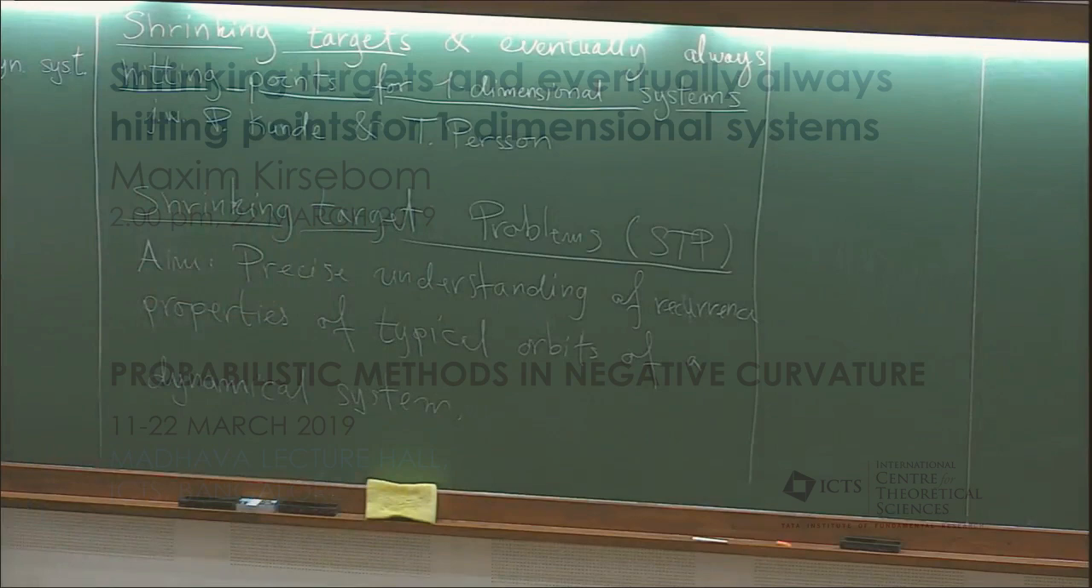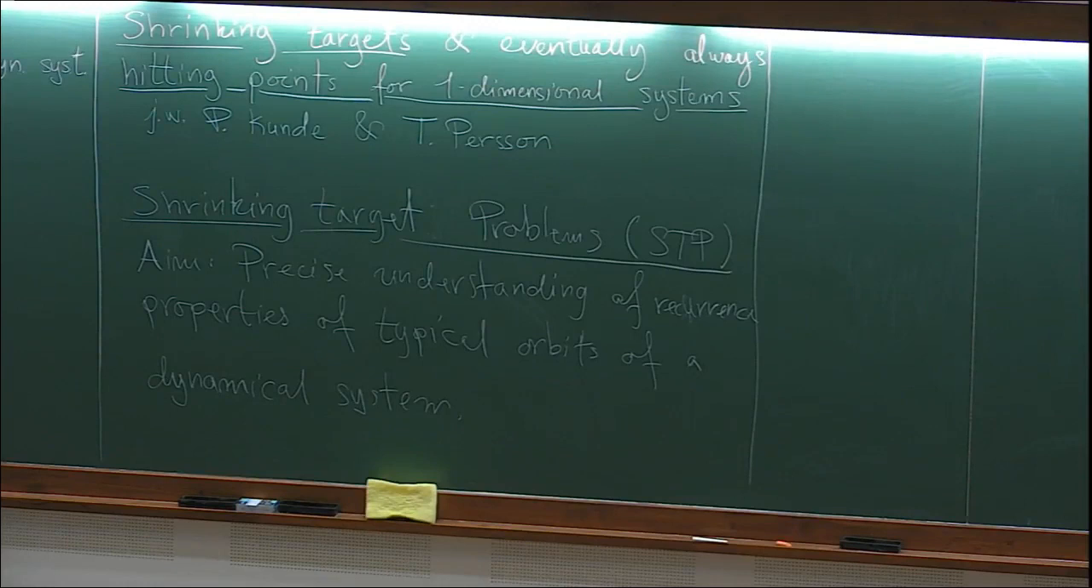Okay, and my setting to begin with is going to be a probability measure preserving dynamical system. I'll try to not erase this part of the board. I'll add some notation and maybe some assumptions as I go along. If I get confused and I start wiping, please let me know.